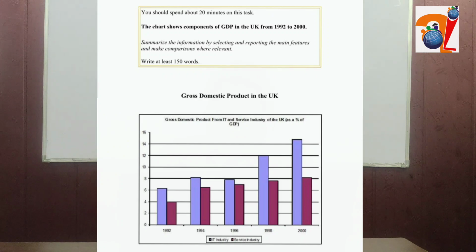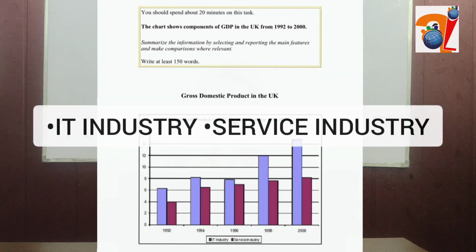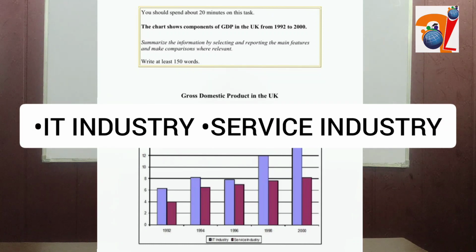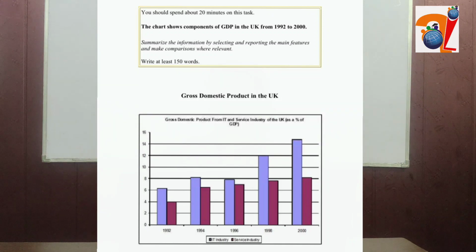So look at the question. What does the picture state? Here, 2 components. One is the IT industry and second is the service industry. 2 components are given. What do they contribute to? They contribute to the GDP of a country. You can even make a pie chart to understand the same. Two contributing factors, IT industry and service industry, and their role in the GDP in different years.